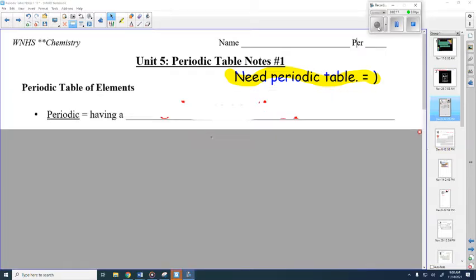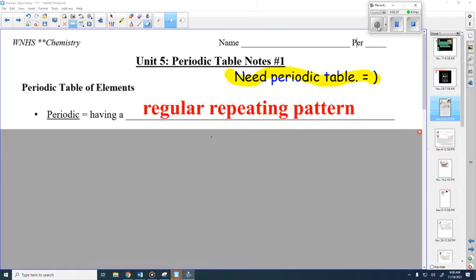So let's go ahead and talk a little history here. So periodic is not some dead guy's last name. There was no Jimmy Periodic, okay? It is a descriptive title, and it means a regular repeating pattern. A regular repeating pattern.